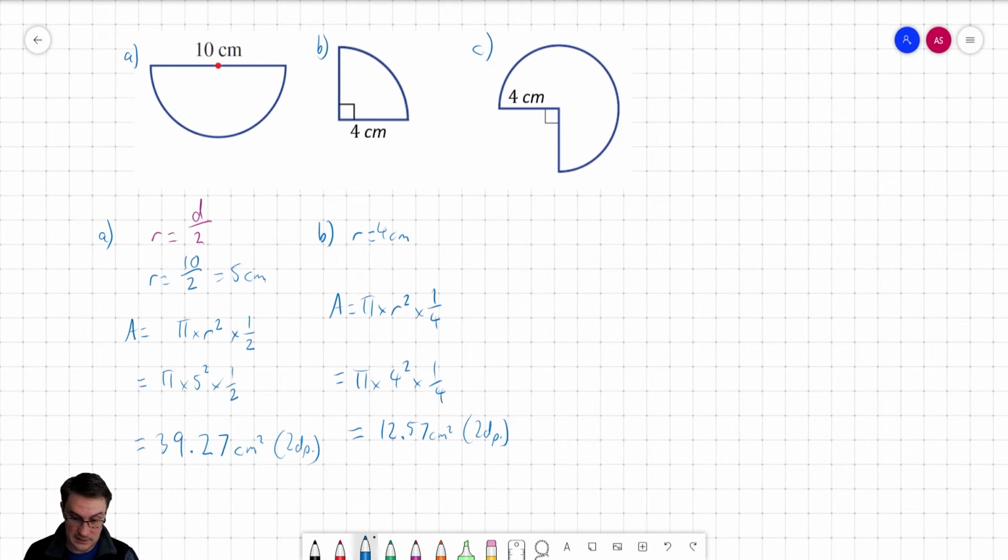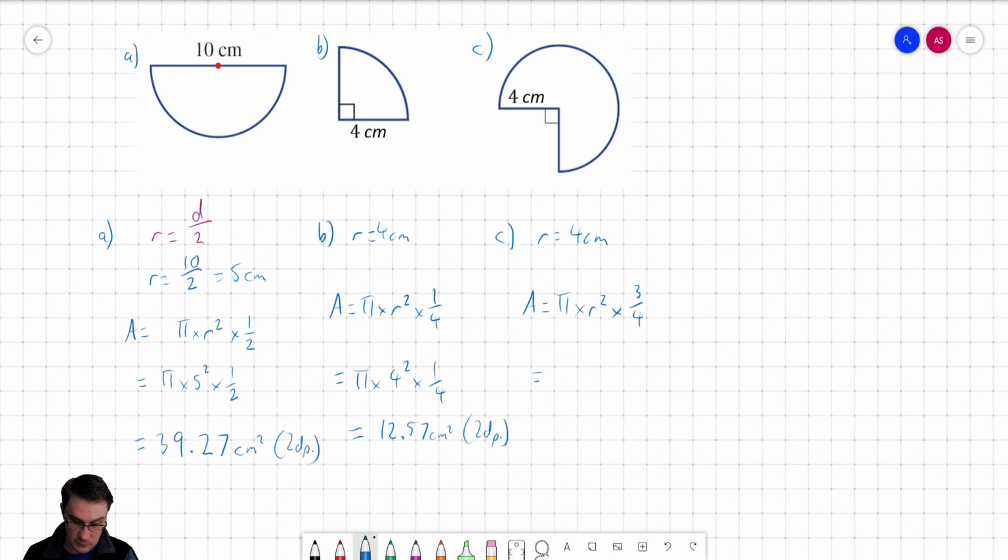Now, onto this third example. Again, we've got just the radius only. In this case, it is again 4 centimeters. But what we need to do is we need to, again, work out what it is we're doing here. So we've got pi times r squared. Now, how much of a circle do we have here? It looks like we've got 3 parts out of 4. So therefore, we've got 3/4 of a circle here.